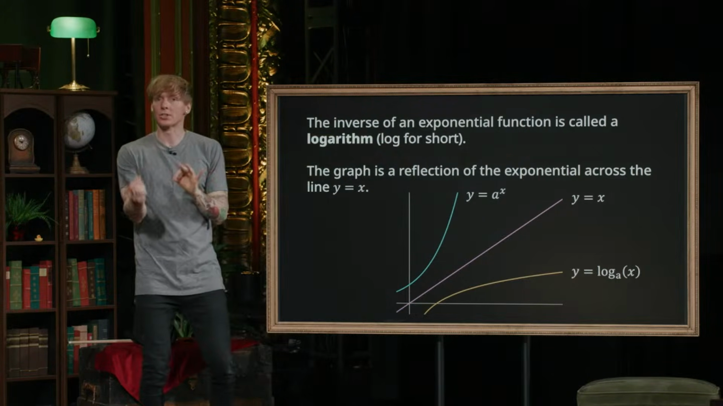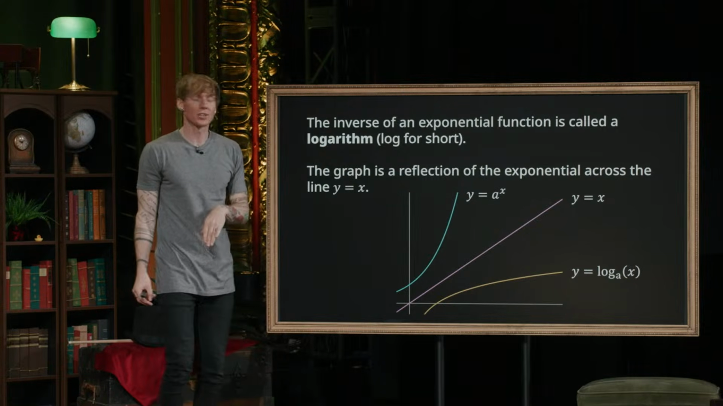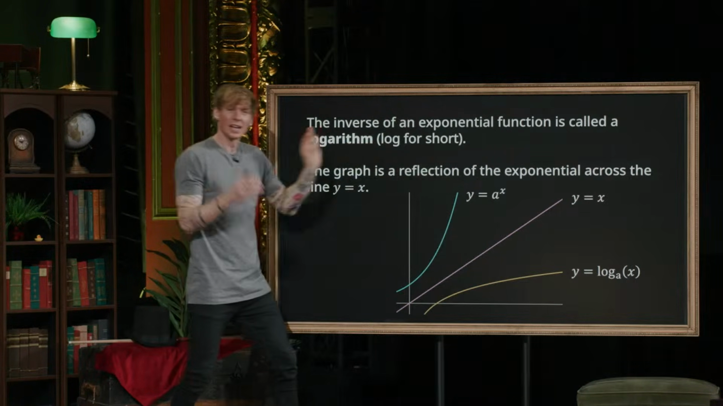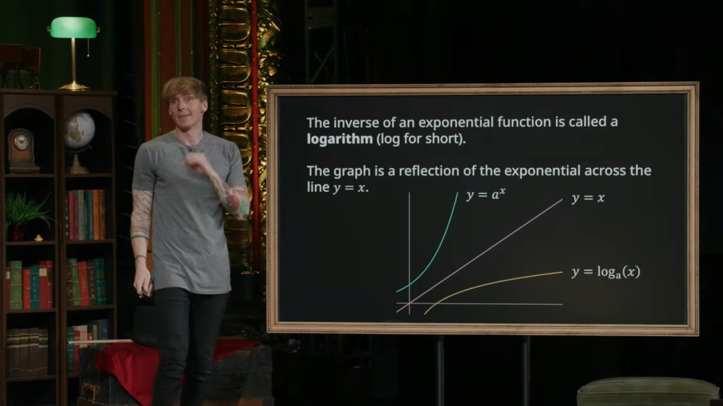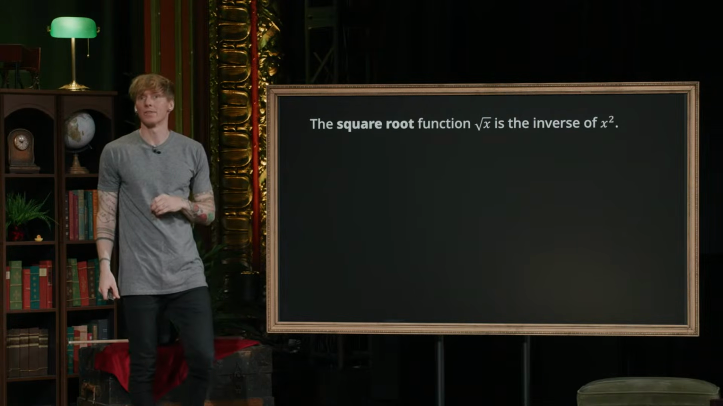So again, it's important to track what our base is in both situations, but the log is just the inverse of the exponential, and so we find its graph by reflecting in that axis. And then we can use this trick again for the square root function.